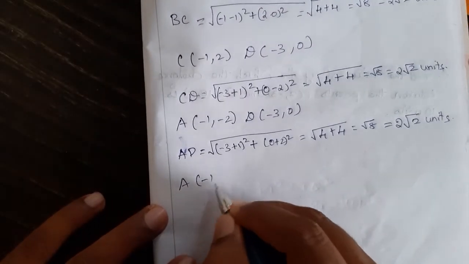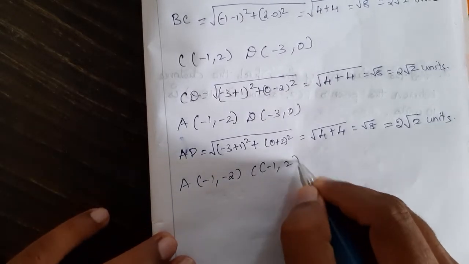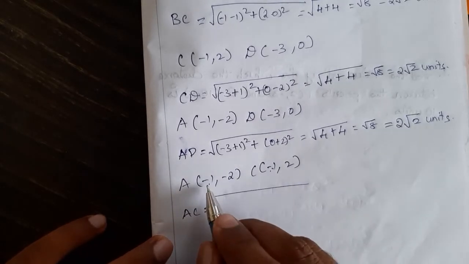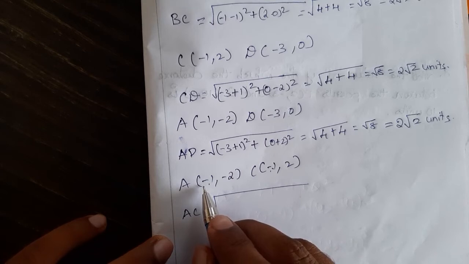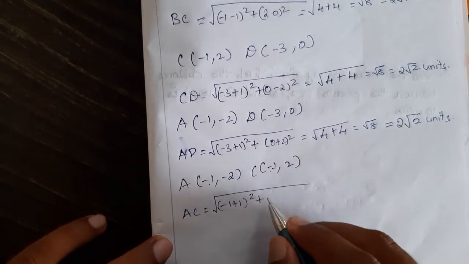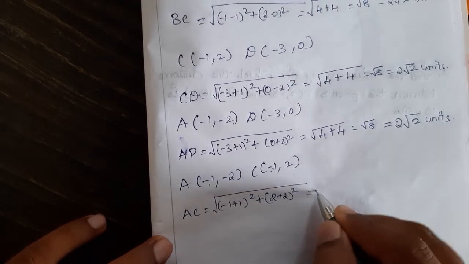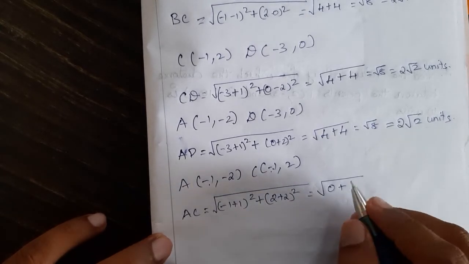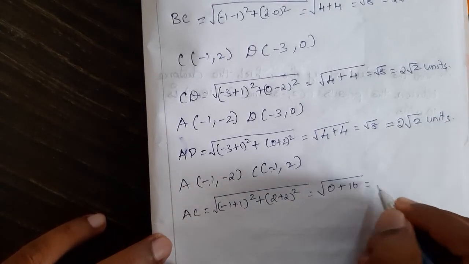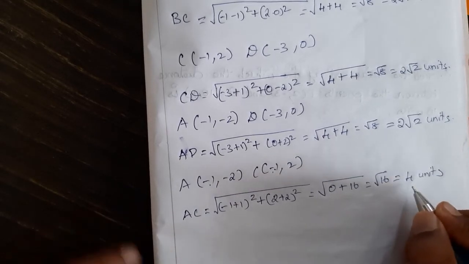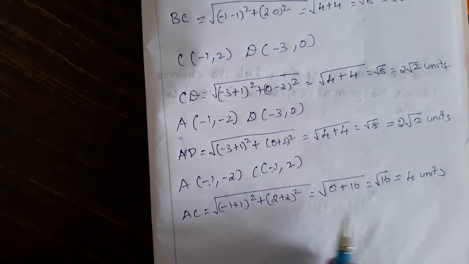So first let me find AC. A is (-1, -2) and C is (-1, 2). So distance AC is equal to the square root of (-1 plus 1) whole squared plus (2 minus -2, which is 2 plus 2) whole squared. That is the square root of 0 plus 4 squared, which is 16, the square root of 16. The square root of 16 is equal to 4 units. Here we consider only +4, not -4, since it is a distance.